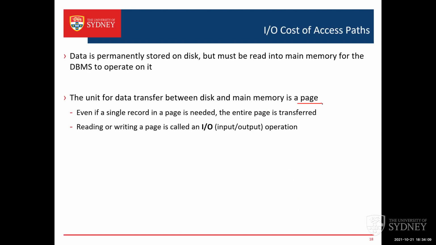So we'll always transfer one page from hard disk to main memory, or if we need to write the data, then we'll send one page from main memory to hard disk. That thing is known as input output, IO operation. So reading or writing a page. That's what we are going to calculate, because that is what the main cost is, rather than the cost of actually calculating the thing.